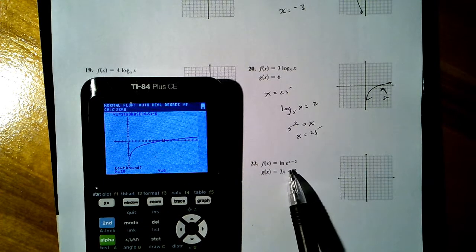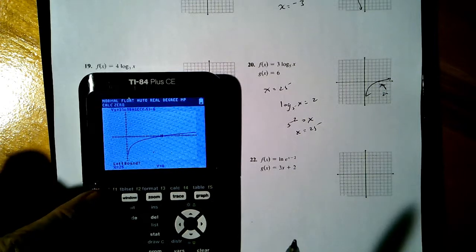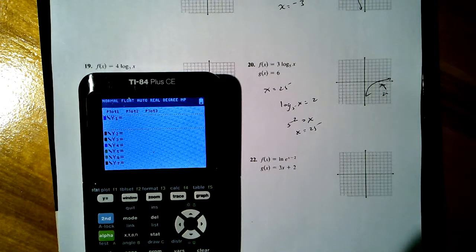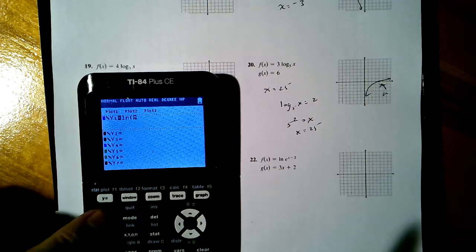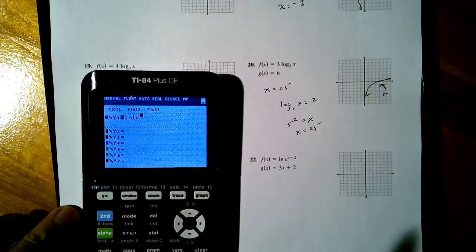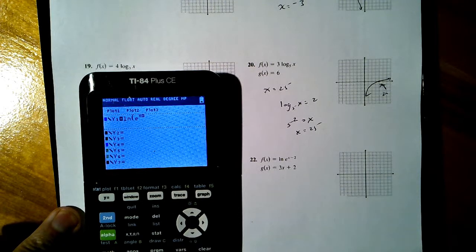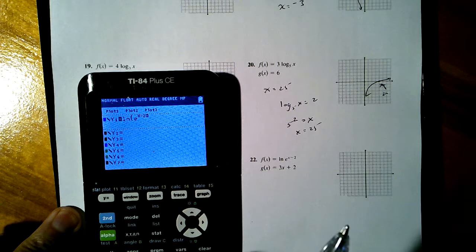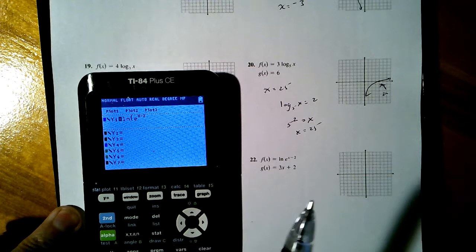Okay, this one actually is remarkably easy if you understand logarithms, but we may not quite be at that state, so I'm going to talk through that one in just a moment, but let's go ahead and graph it. Clear, ln, e to the x minus 2. Yeah, that's fine. Step out of that.